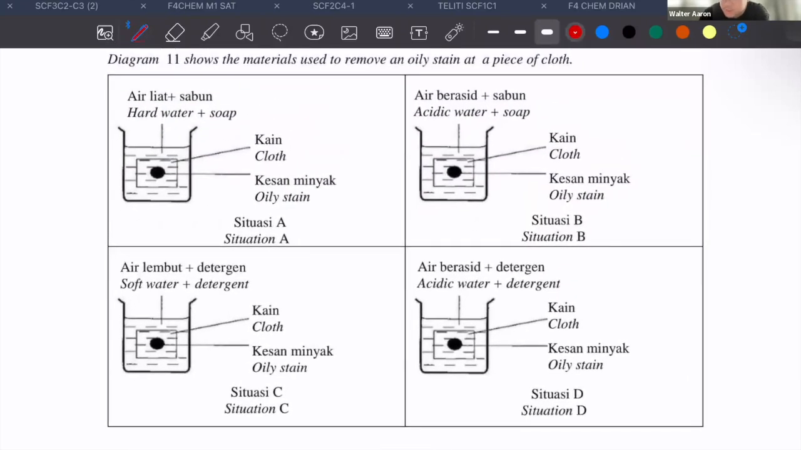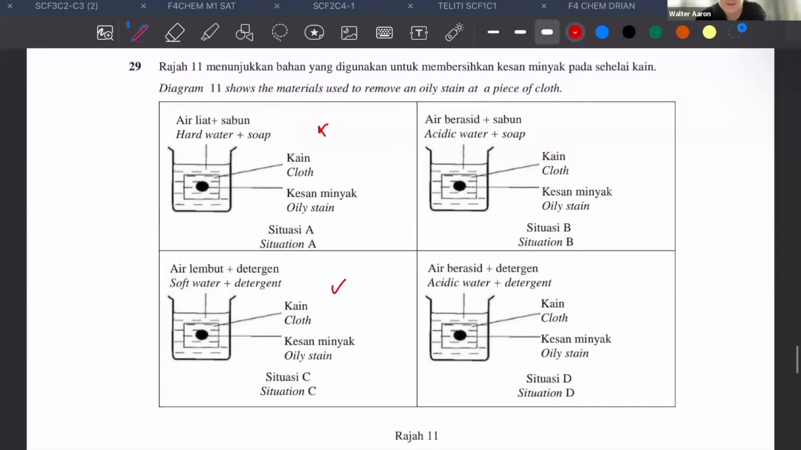If we have hard water plus soap, it doesn't work because soap doesn't work in hard water. Hard water contains magnesium and calcium ions, which can form scum with soap. So A doesn't work. If you use acidic water plus soap, it depends on what acid it is. I don't think there's anything wrong with acidic water. Soft water plus detergent definitely can. I think in all cases, detergent works technically somewhat the best.